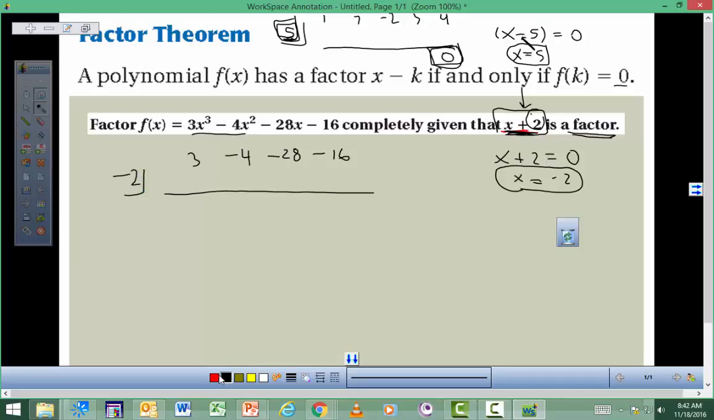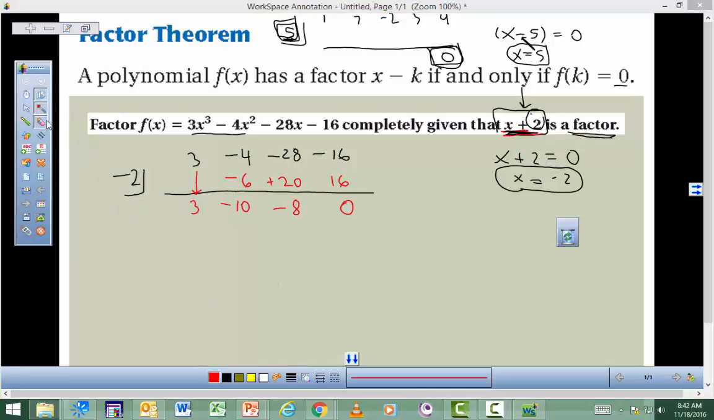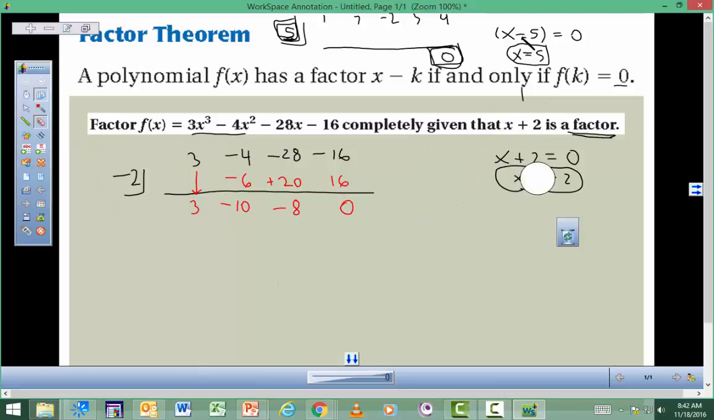We just zigzag through. So we drop down the 3, and we multiply this, we get negative 6. And then this gives us negative 10. Okay. And then we keep zigzagging. This gives us a positive 20 here, right? And then this gives us negative 8. And if you do negative 8 times negative 2, that gives us a positive 16. And now you'll notice you get a 0. So indeed, x plus 2 is a factor. So it went in evenly.